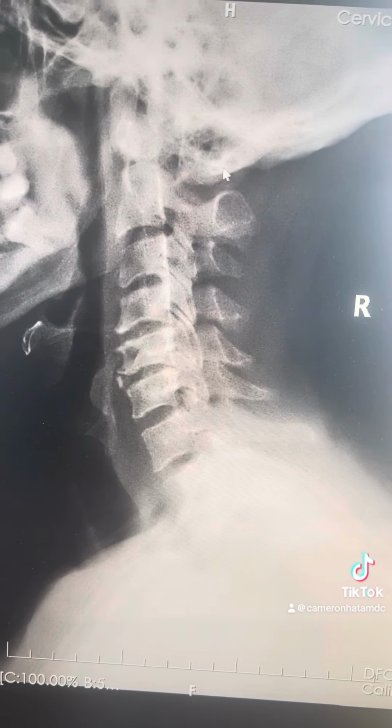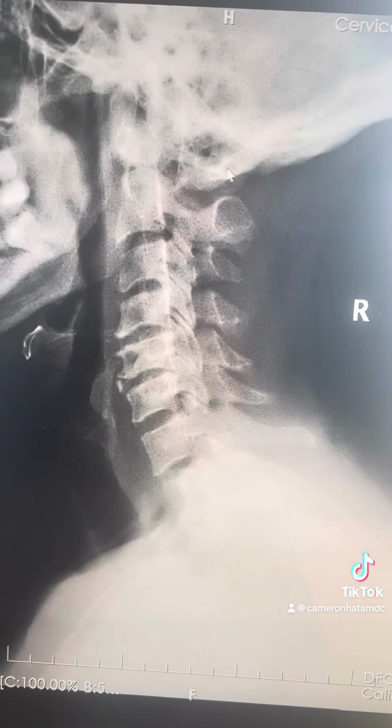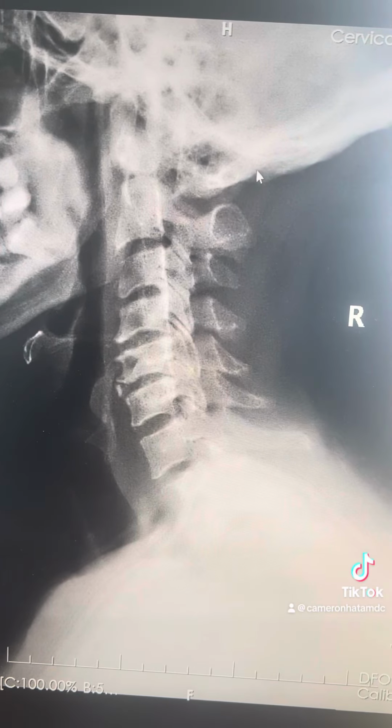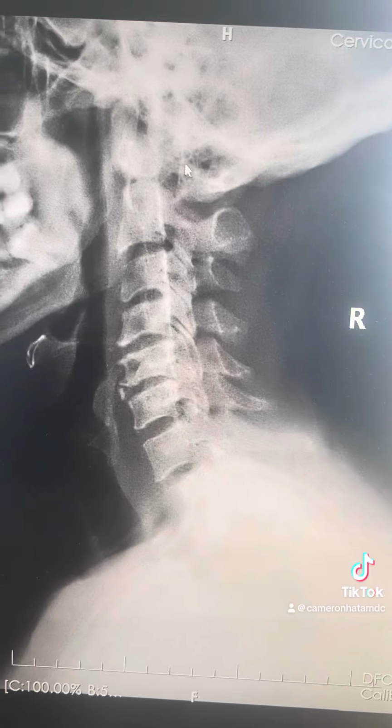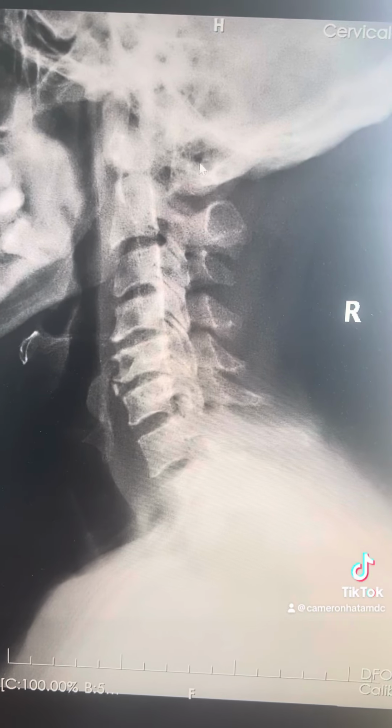This is the atlas, C1. To me, it looks like a possible fusion of atlas to occiput right there, but this is not a very clear image, so I would recommend to this person who requested this to go get flexion extension views.